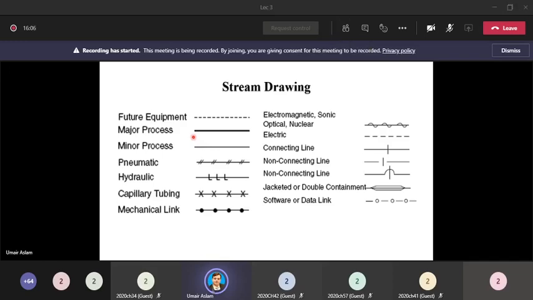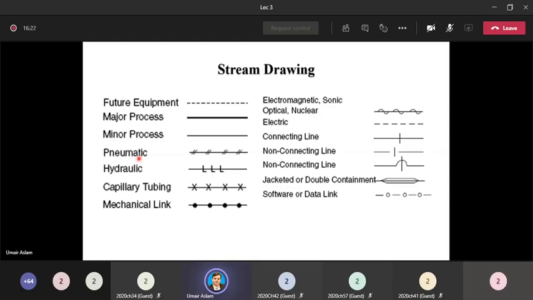Thick continuous line. And in case of minor process streams like utility streams, they are represented by a thin continuous line like this. If we have pneumatic lines, pneumatic line means those streams in which air is flowing for any purpose. The purpose of air will be defined by the process. So generally, if there are streams in which air is flowing, then those streams are shown by this stream drawing. If there are lines in which oil is flowing, they are termed as hydraulic lines, and their stream drawing is like this. If we have capillary tubing, you can say a tube of very fine diameter, very small size, then their stream is represented by this drawing.